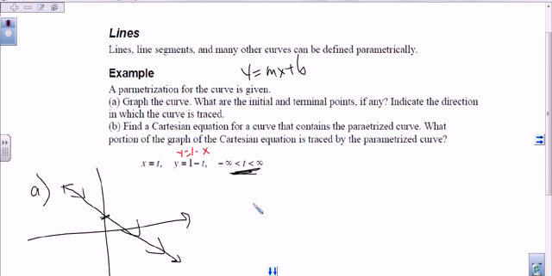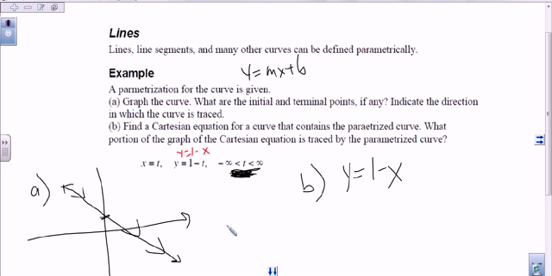Find the Cartesian equation for the curve. And again, if x equals t, then t equals x. So y is equal to 1 minus x. That's your Cartesian equation. And if your parameter is set to negative infinity to infinity, then your parameter became your domain. So since your domain is negative infinity to positive infinity, it graphs the entire thing.